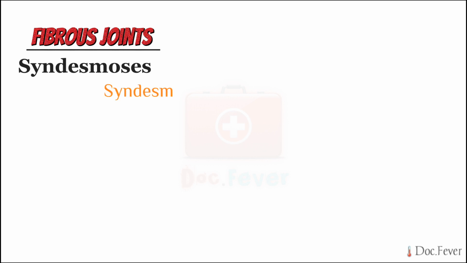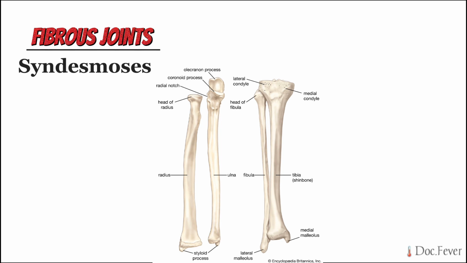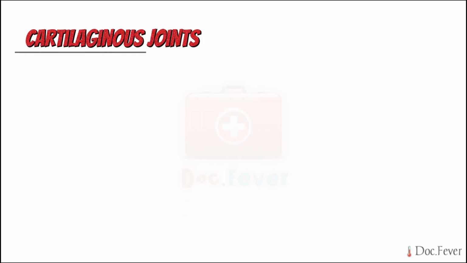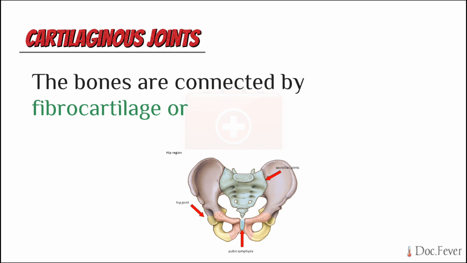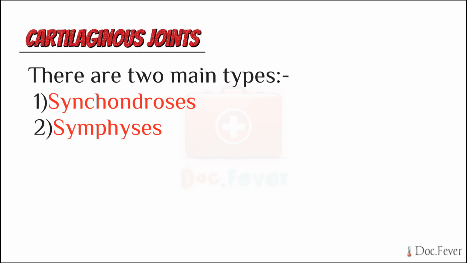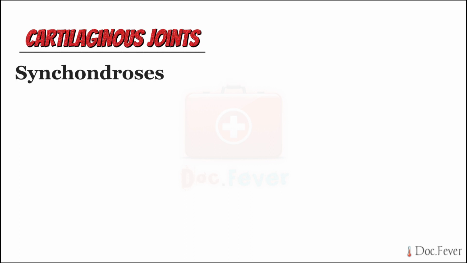Syndesmoses. Syndesmoses are slightly movable joints. The middle radio-ulnar joint and middle tibiofibular joint are examples of a syndesmosis joint. Cartilaginous joints. The bones are connected by fibrocartilage or hyaline cartilage. There are two main types: synchondroses and symphyses.